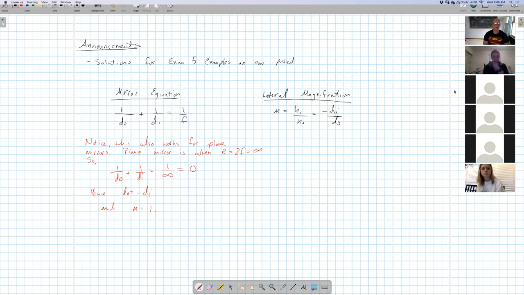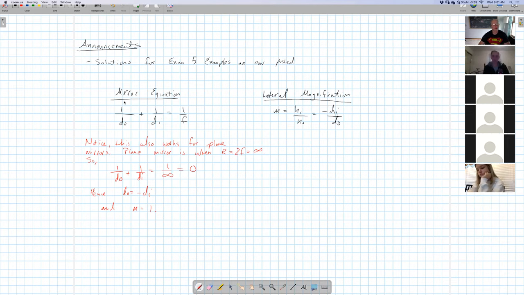Basically we have the mirror equation. When we start talking about spherical mirrors, again, we have concave and convex. Concave is the one where the light is going into, so think of it as a cave. You're going inside of a cave. Convex is when the back of that is towards you. The mirror equation says that 1 over the object distance plus 1 over the image distance is equal to 1 over the focal length. And then the lateral magnification is equal to the image height divided by the object height, which is also equal to negative of the image distance divided by the object distance.